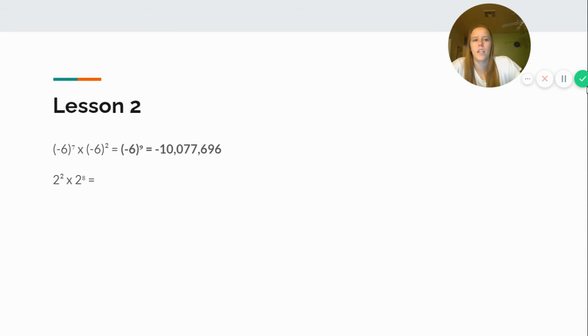So we have 2 to the 2nd and 2 to the 8th. So again, we add those exponents. We get 2 to the 10th, or 1,024. Lesson 3, we look at power to power. So go ahead and work through those two, and then hit play when you're ready to see the answer.